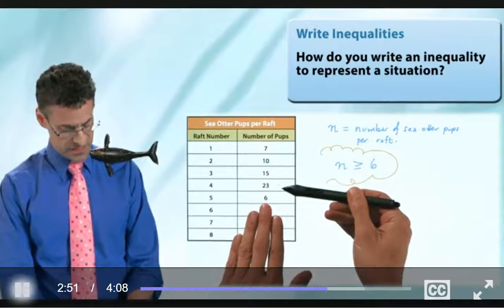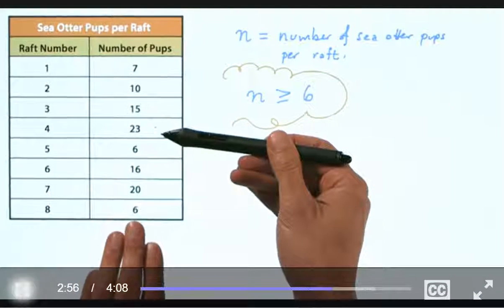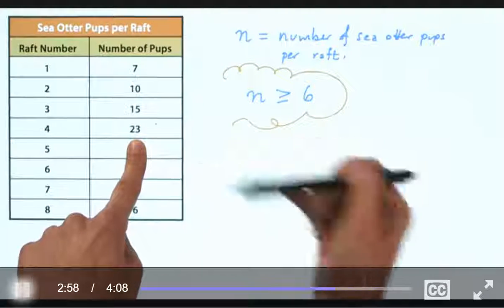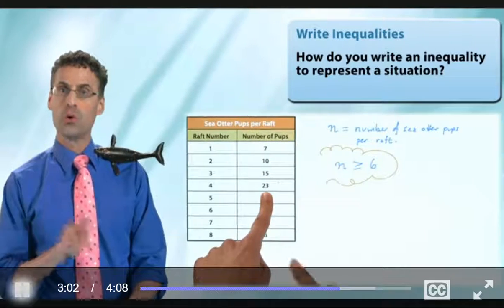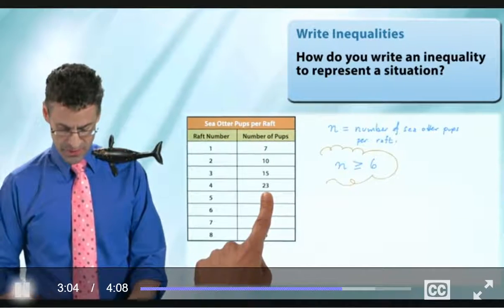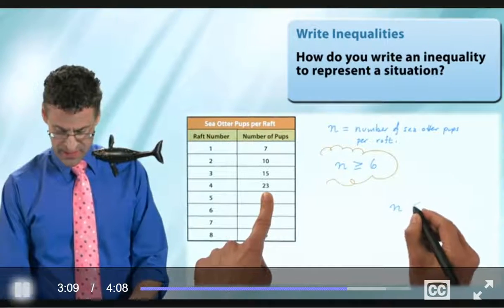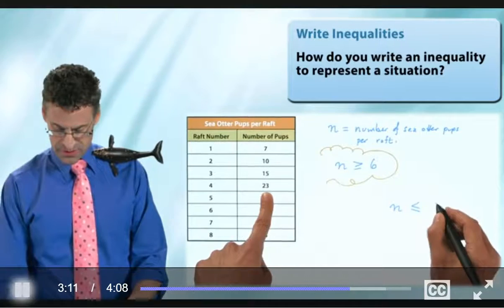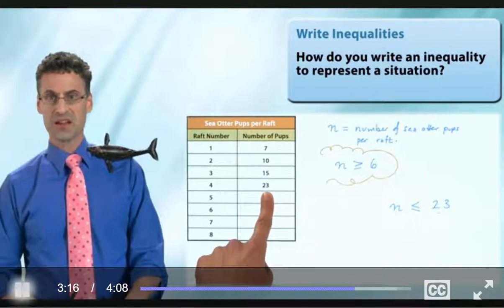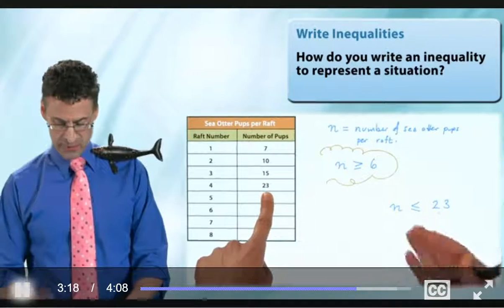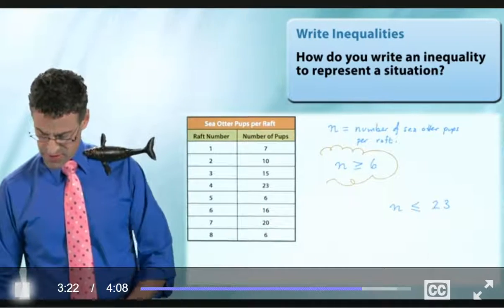23, that's huge. 6 is small. 16 is smaller than 23. 20 is still smaller than 23, and 6. So that's the largest right there. That's the greatest, which means that the number of pups will always be less than or equal to that number. And so I could write that down and say that n is less than or equal to 23, because 23 is the greatest number that we'd see there, and all other such n will be either that number or smaller. So there's another inequality.